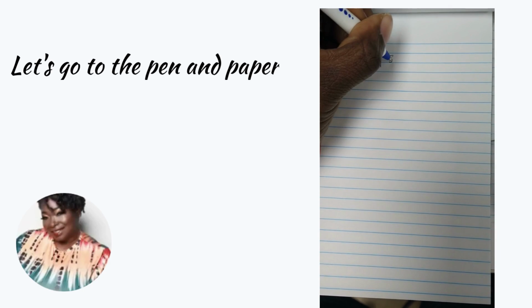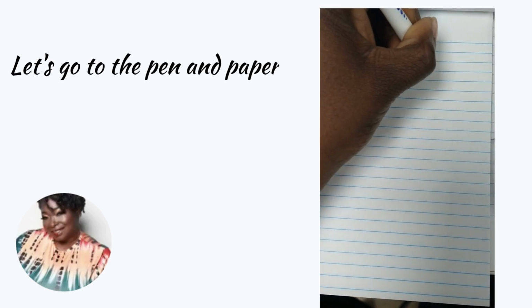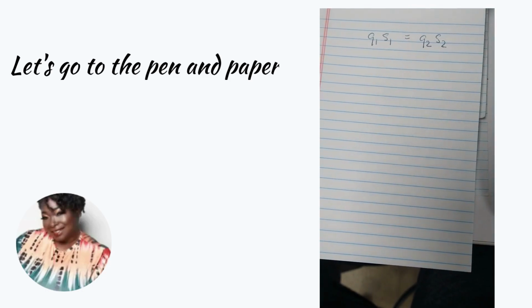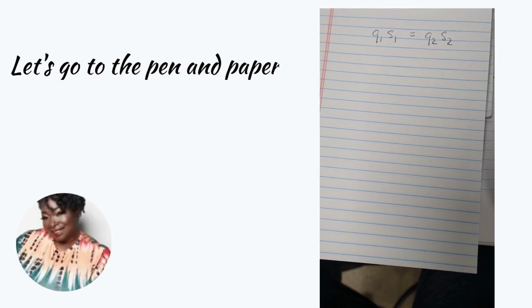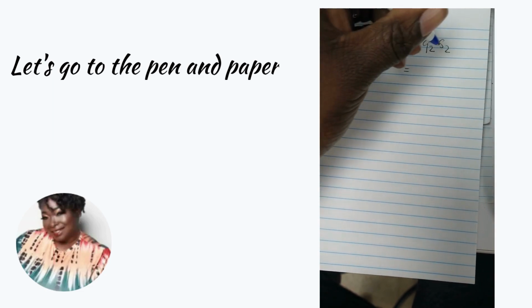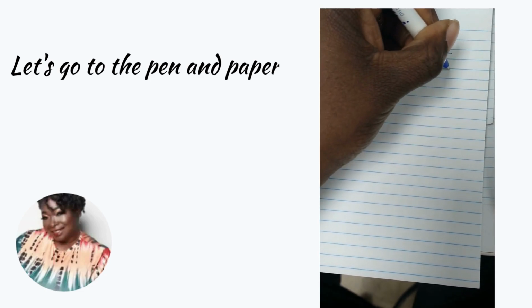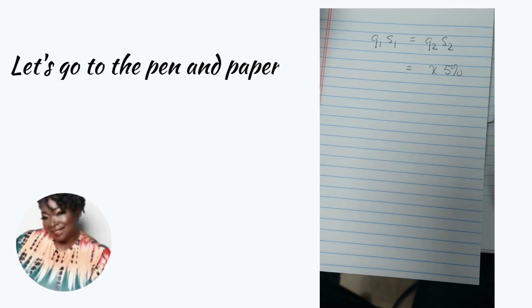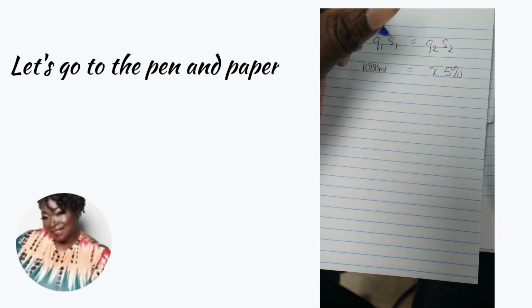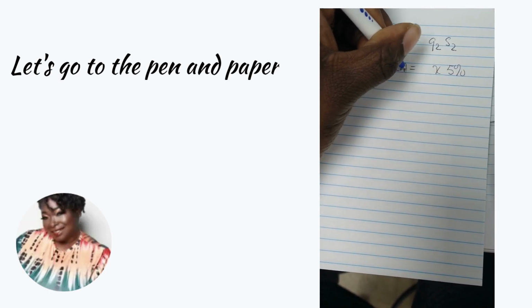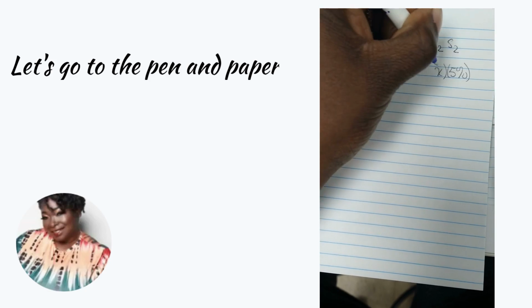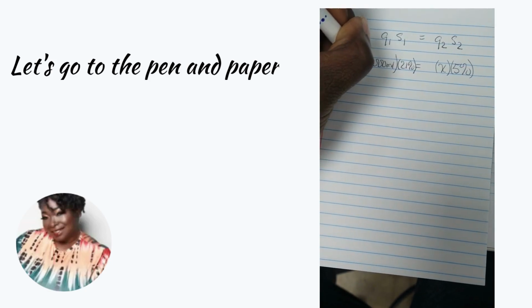Okay, so at this point, we're going to go to the pen and paper. So we're going to write Q1S1 equals Q2S2. The quantity of the first solution times the strength of the first solution equals the quantity of the second solution times the strength of the second solution. So I'm going to set it up. My solution 1 is going to be my 21%. My solution 2 is going to be my 5%. So I'm going to say 1,000 milliliters times 21% equals X, my unknown, times 5%.